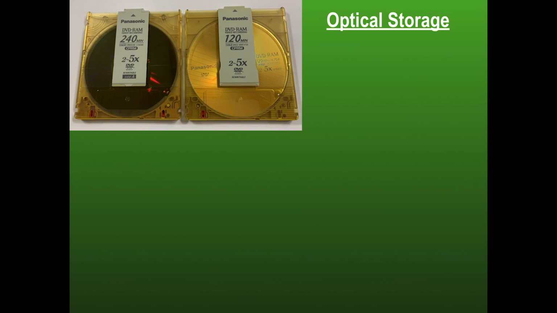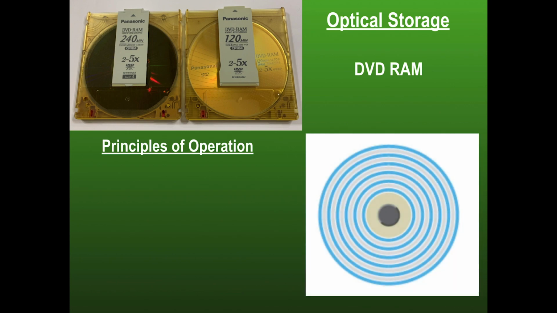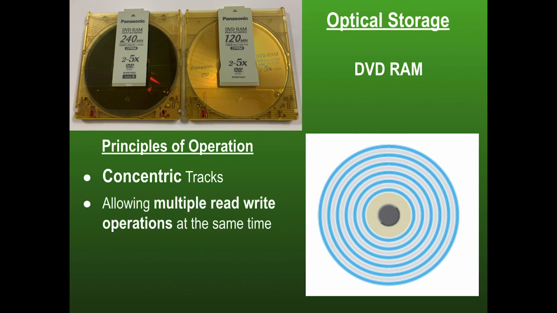Now, there's another type of optical storage which we haven't mentioned because it has a slightly different dynamic, and that is the DVD RAM. And the reason I put this one separately is because it actually has a different structure in that instead of having a spiral track like a DVD, CD, and Blu-ray, it actually uses concentric tracks, so like the hard drive. And those concentric tracks mean that you can have multiple read-write operations happening at the same time. So it can be looking at different tracks at the same time as each other, so multiple can occur at once.